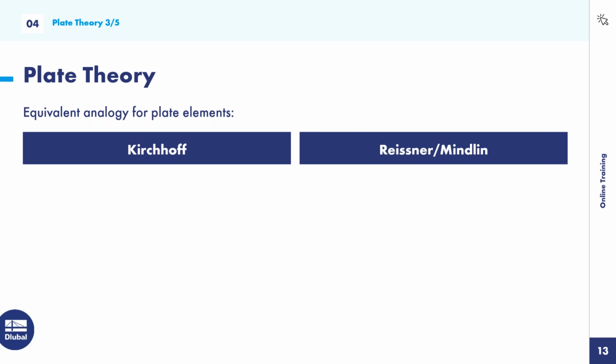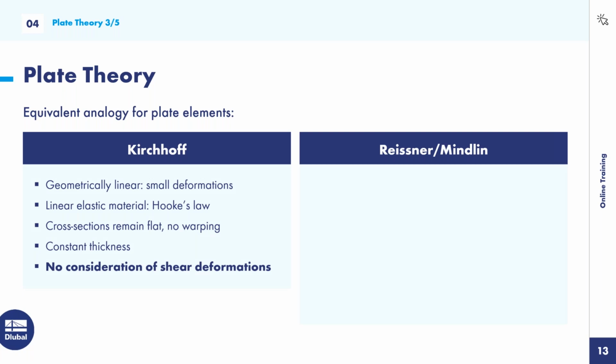So here are the assumptions. For Kirchhoff's theory, we assume a geometrically linear or small deformation analysis. We assume that a linear elastic material is used, so we're referring to Hooke's law. We're also assuming that the cross-section remains flat and there's no warping of this plate. The plate has a constant thickness. And we're also assuming, which is the biggest assumption, that there's no consideration of shear deformations. And that's with Kirchhoff's theory.